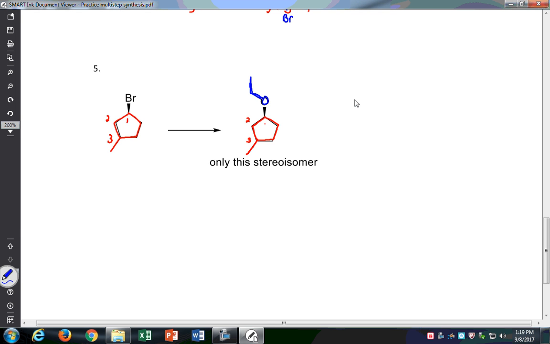Well, if we do an elimination, remember there are a couple of problems with doing an elimination. One problem is, let's say we do an elimination. If we add something to it, let's say we throw HBr in this, will we add Markovnikov or anti?